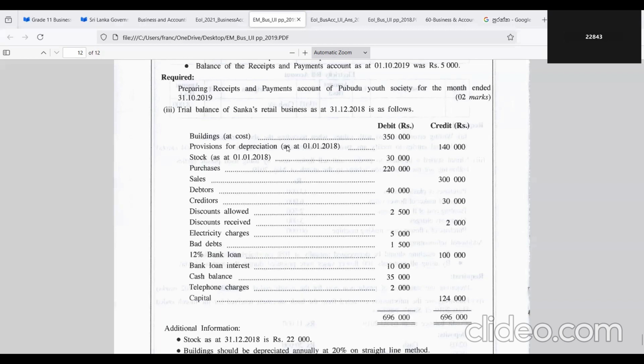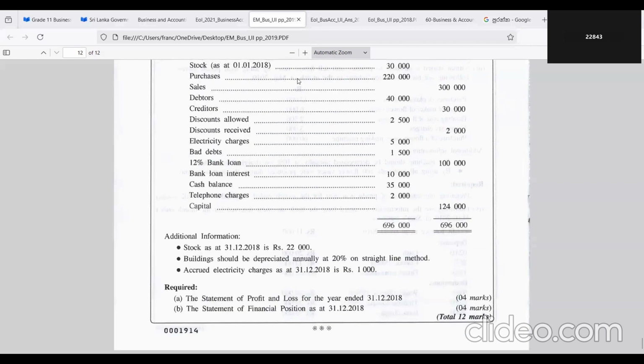So I have said we have to start from the additional information. In the additional information, you are given stock, building, and accrued electricity charges.